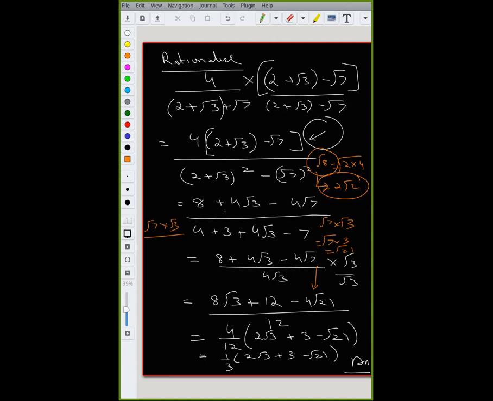Please take a quick revision of this chapter. We have a few more practice sums to go. Tomorrow also we'll be doing a few practice sums, okay?